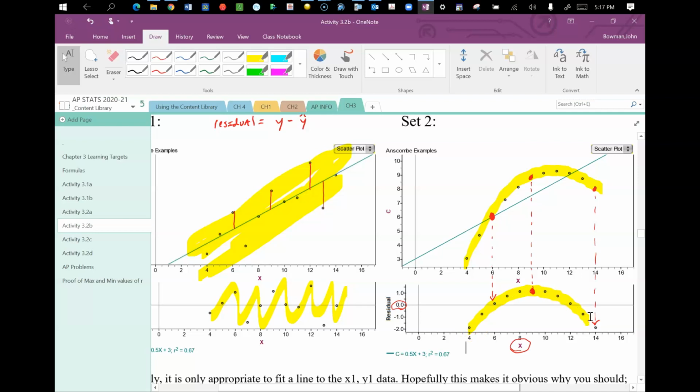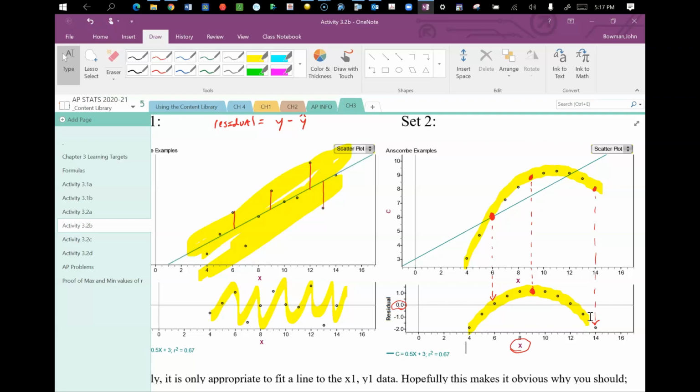So when you look at a scatter plot, you should be looking for a linear association before you try to fit a line to it. If you need to take a closer look at it, which very often you do, you can make a residual plot. If you see a pattern in the residual plot, it's not appropriate to fit a line to the data.